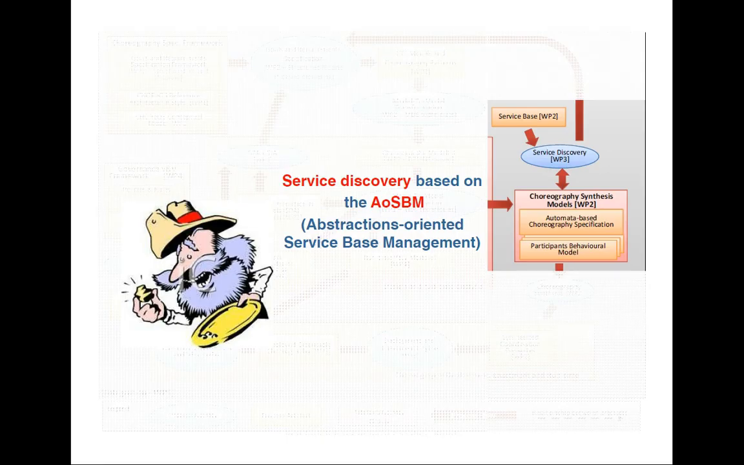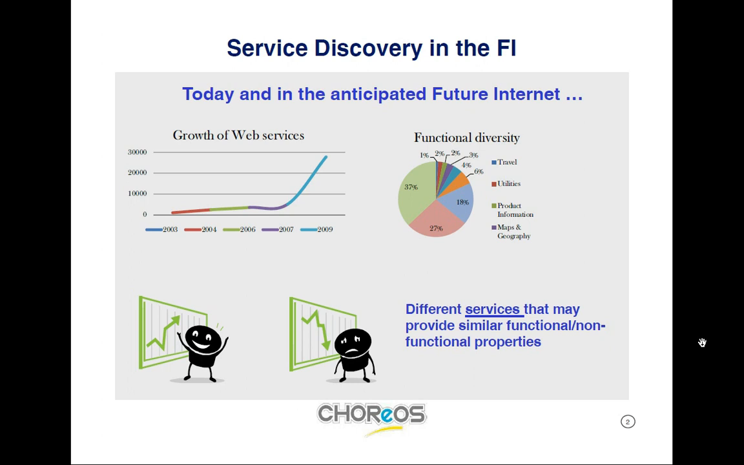During the choreography synthesis process, the services that can play the different roles of the choreography must be discovered. This is the main goal of the service discovery activity that is realized by the abstraction-oriented service-based management. Today, and in the anticipated future Internet, we have a growing amount of services that may provide similar functional and non-functional properties. In this situation, the good news is that choreography developers may exploit these alternative options to develop their choreographies. On the other hand, the bad news is that the increasing amount of alternative options makes their exploitation more complex.